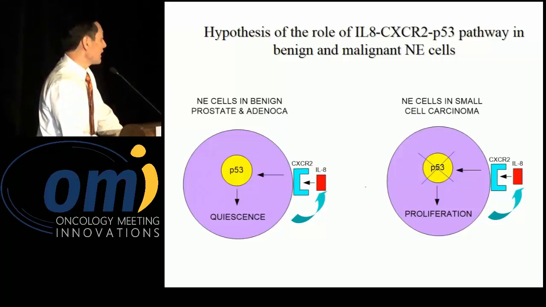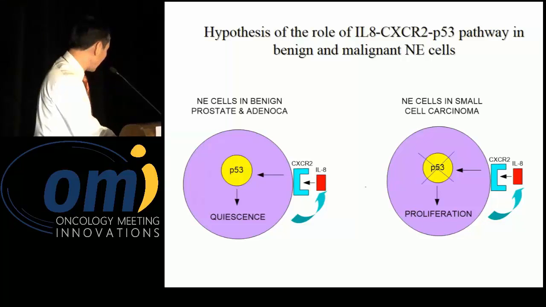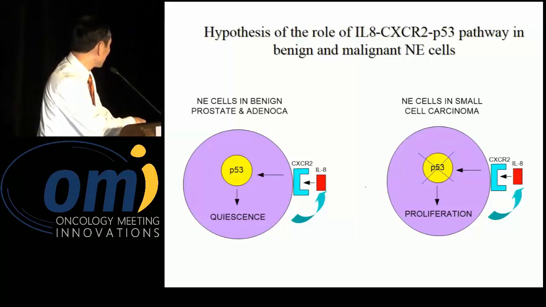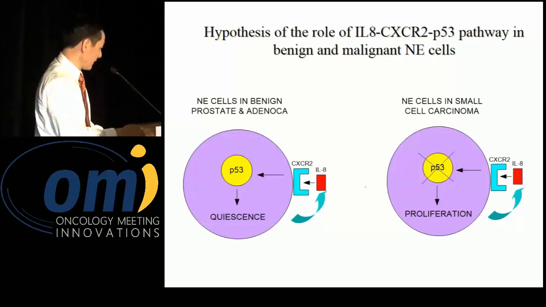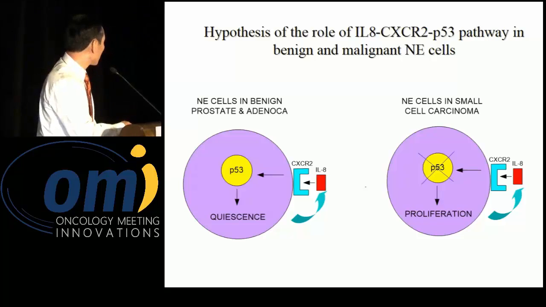So through a series of studies, we have come up with these hypotheses for the molecular mechanisms by which the small cell carcinoma develops after hormonal therapy. What we have observed is that these neuroendocrine cells secrete IL-8. They also express IL-8 receptor CXCR2. And this autocrine action activates a p53 pathway and keeps these neuroendocrine cells quiescent normally. During the course of hormonal therapy, p53 mutation happens, which knocks out this growth inhibitor pathway, and these neuroendocrine cells become highly proliferative, and then you have a small cell neuroendocrine carcinoma.